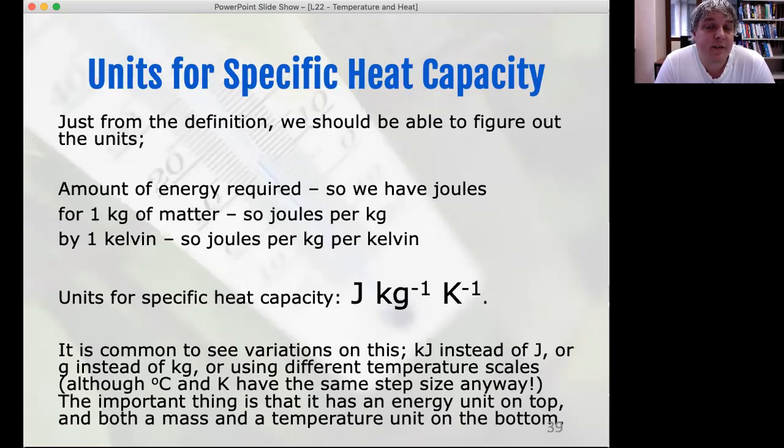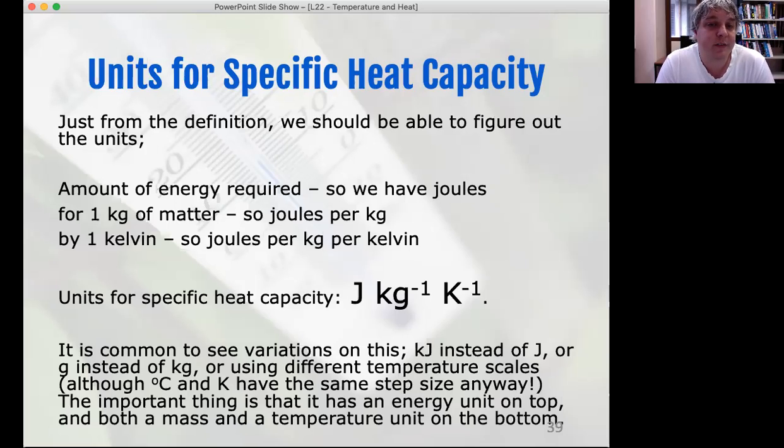But it is common to see variations. So often you'll see kilojoules instead of joules, or grams instead of kilograms. But degrees Celsius and Kelvin, as we've already said, are going to be the same, because we're talking about a temperature change. We're talking about changing by 1, 2, however many degrees Celsius. That's the exact same step size on the Kelvin scale.